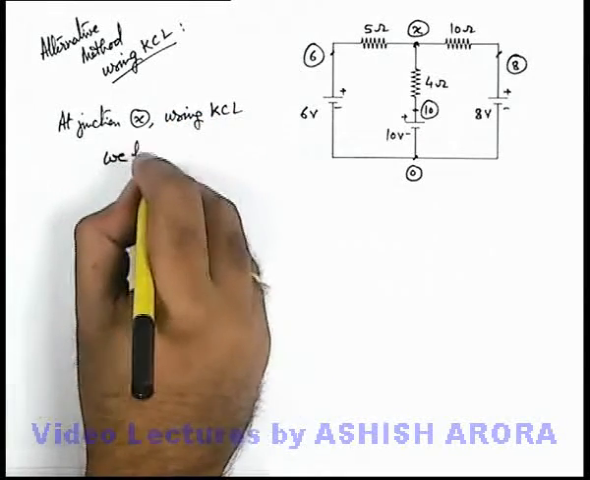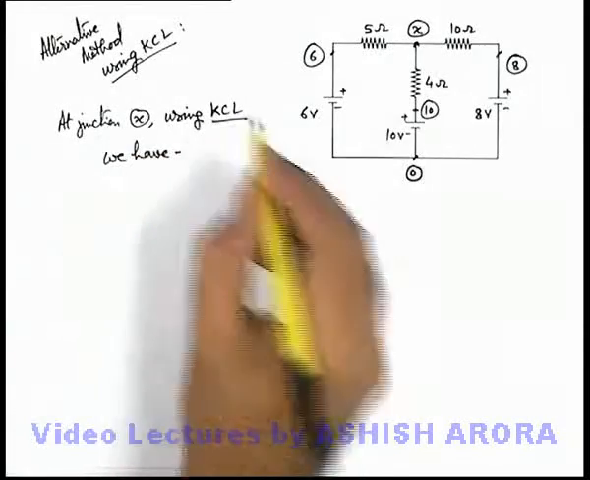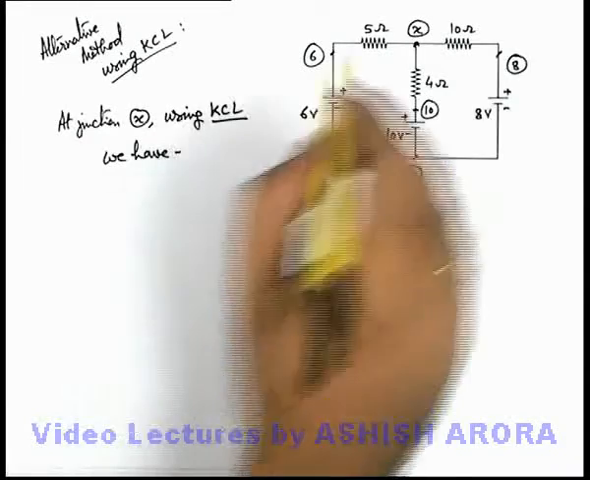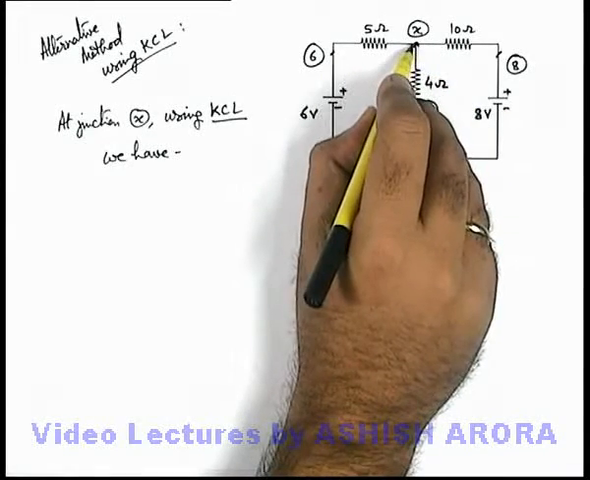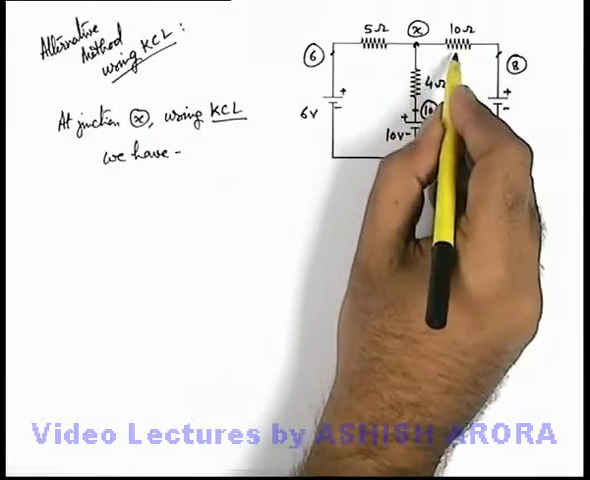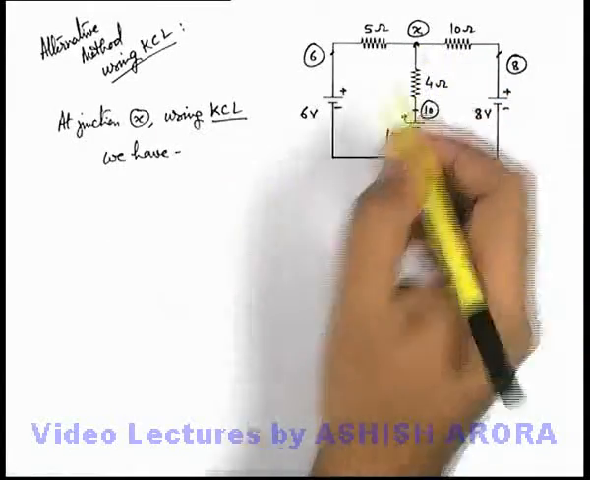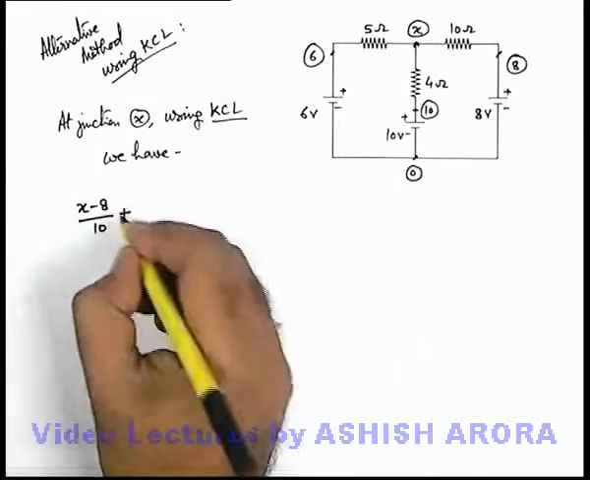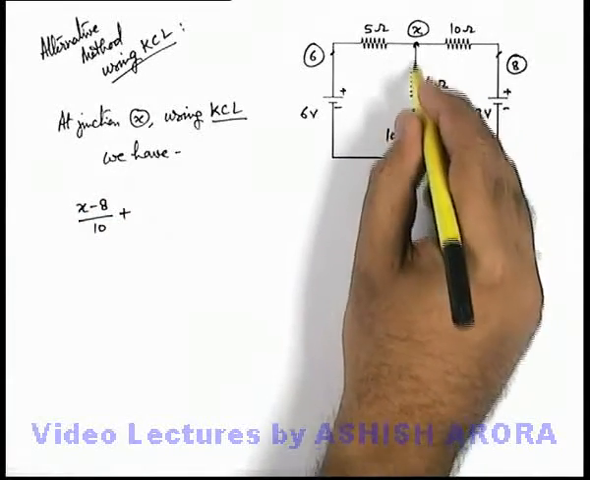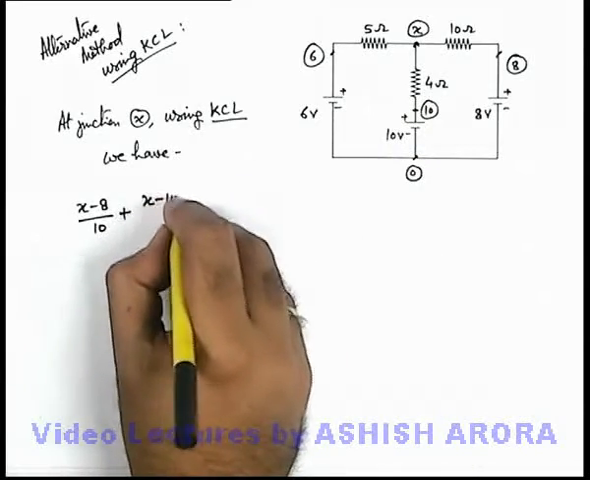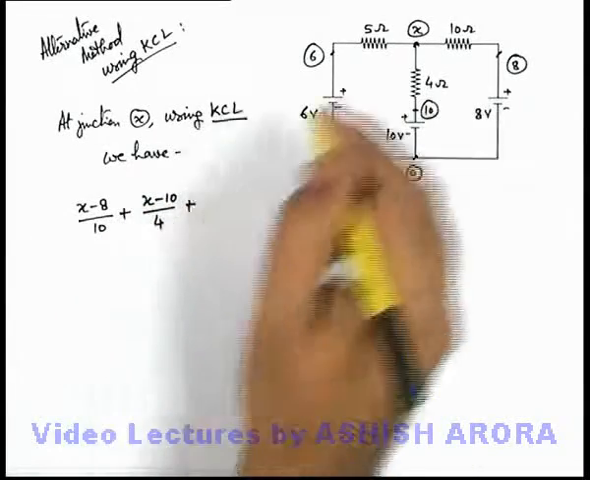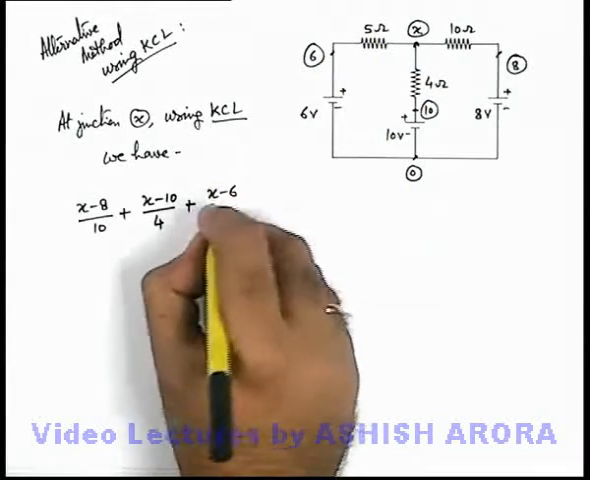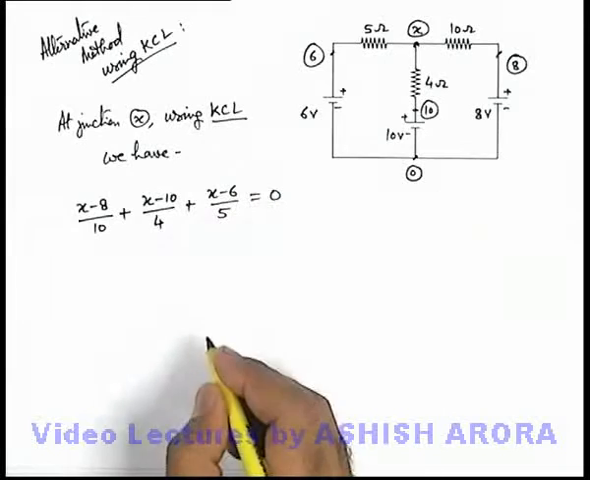KCL, we have that KCL is basically the net sum of all outgoing currents at the junction should be equal to 0. From this junction, if we consider a current flowing outward in this 10 ohm resistance, then this current will be (X minus 8) by 10 by using Ohm's law. It is the potential difference by resistance, plus the current flowing in the 4 ohm resistance in the outgoing direction, which will be (X minus 10) by 4, plus the current flowing in the outward direction in this 5 ohm resistance, which will be (X minus 6) by 5, that should be equal to 0.